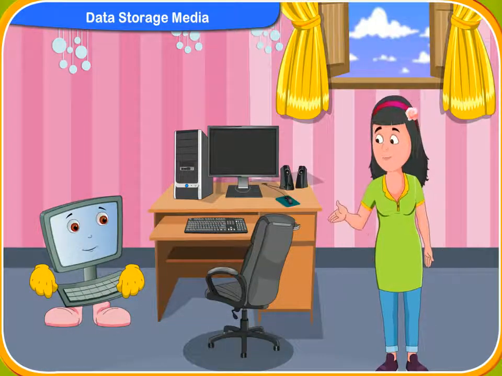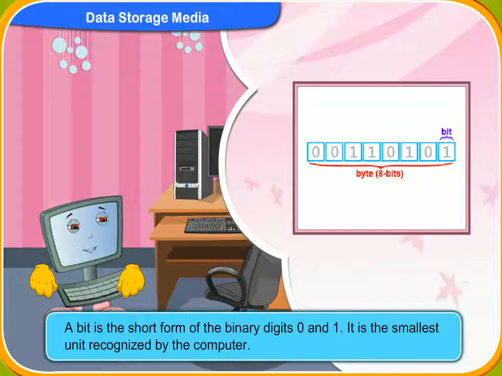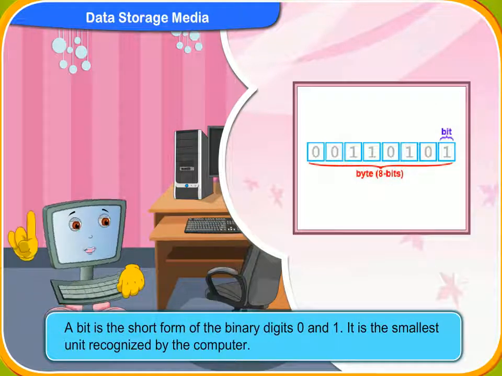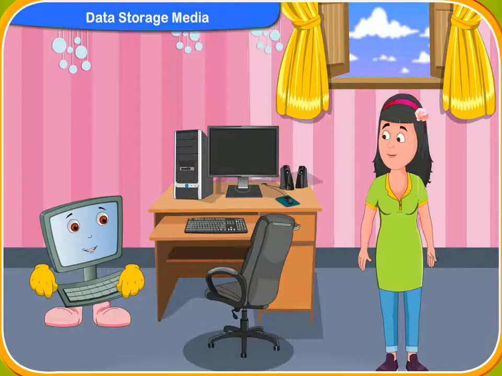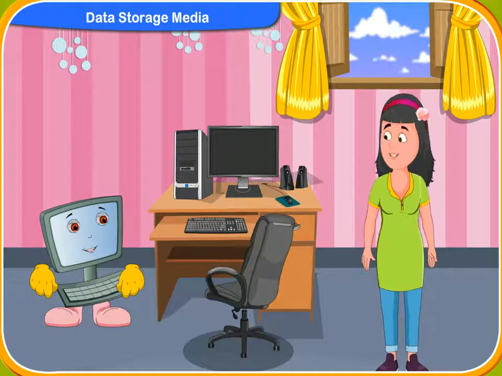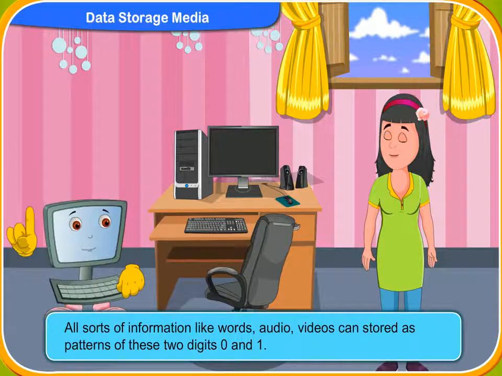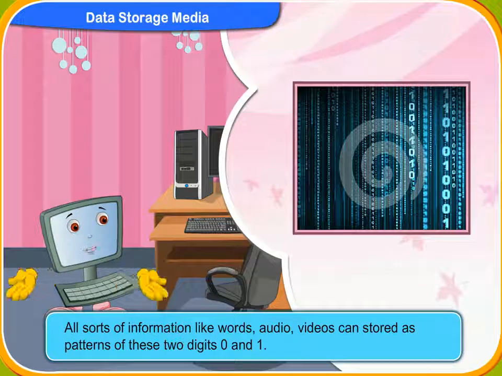Tell me more about bits and bytes. A bit is actually the short form of the binary digits 0 and 1. It is the smallest unit recognized by the computer. What do these 2 binary digits or bits do? All sorts of information like words, audio, and video can be stored as patterns of these 2 digits, 0 and 1.